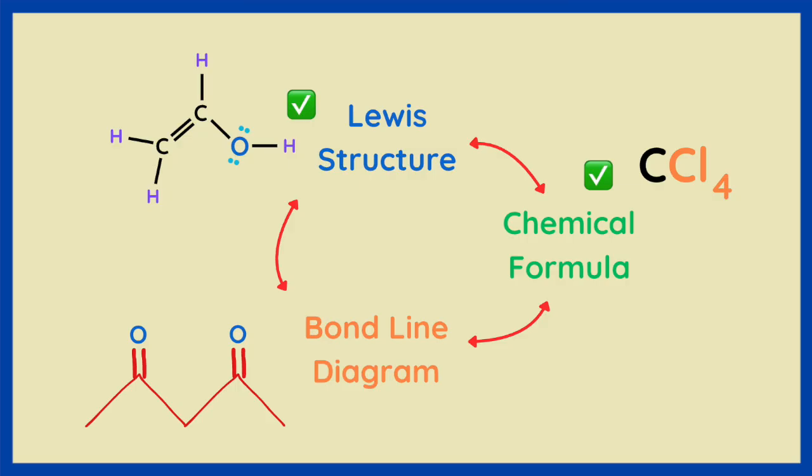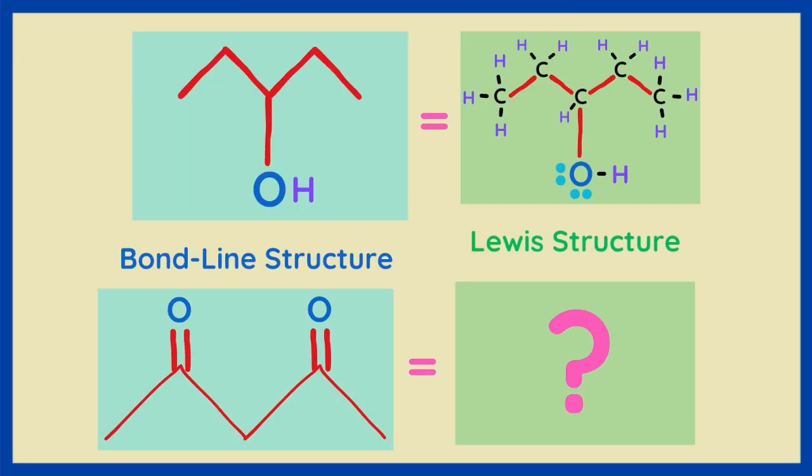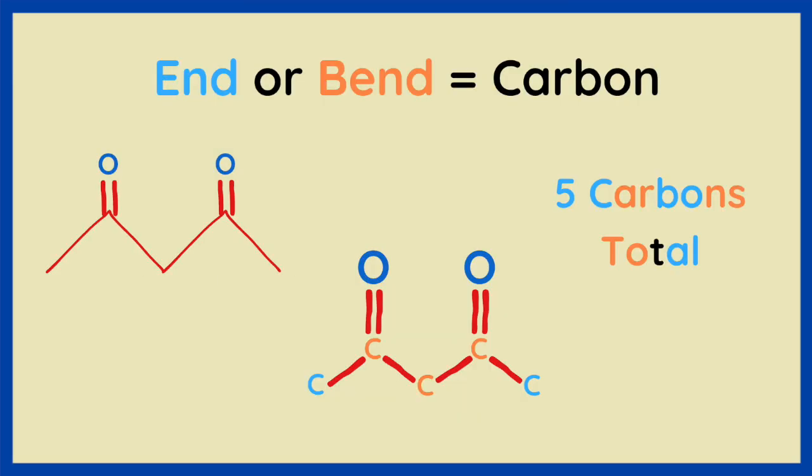But what about our bond line diagram? Well, very simply, we're going to have to convert our bond line diagram to either one of these forms. And it's your call whether it's to a Lewis structure or to a chemical formula. My recommendation is to convert it into a Lewis structure because a bond line diagram is simply a summary model of a Lewis structure. And if you look closely at this molecule up here, the ends and the bends are carbons, and they may or may not have hydrogens directly attached to it. Likewise, the ends and bends of this molecule are carbons, so there are 5 carbons total.